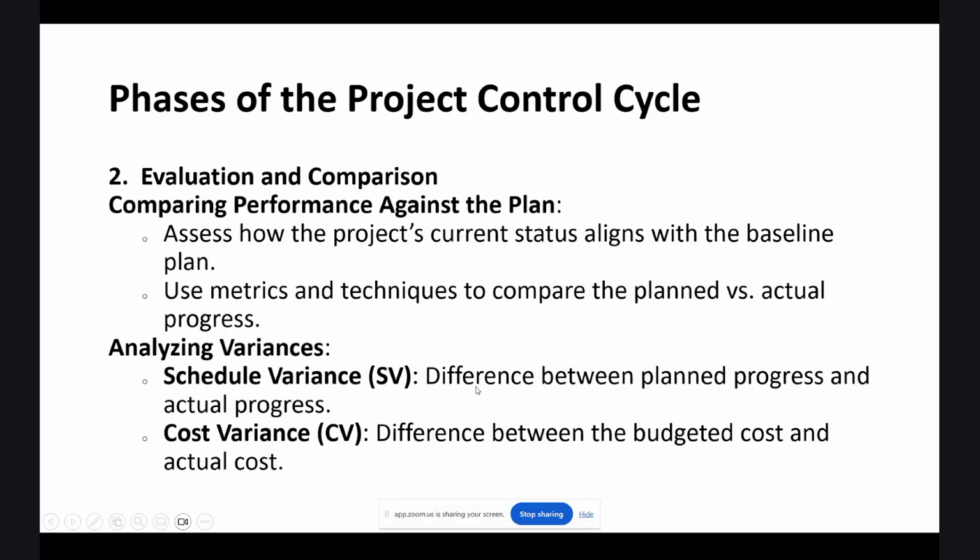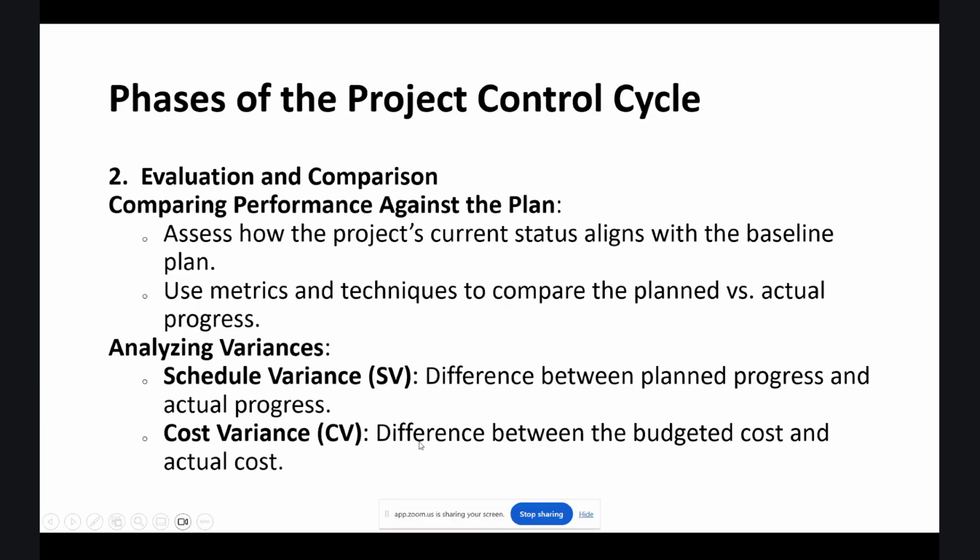Schedule variance is the difference between planned progress and actual progress. Like you estimated a task going to take 15 days, and you realize that now 20 days have passed and it has not been completed.